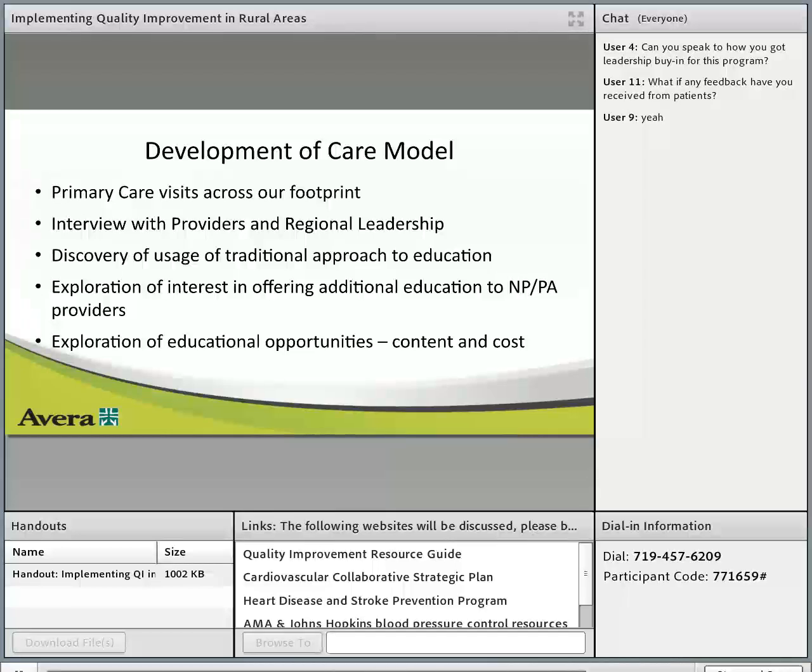We then proceeded to do a record review of about 400 individuals, and what we saw was overall that about 75 to 80% of the individuals that we reviewed had never received a formal diabetes education program. So because of that, we started to have that conversation with the providers and with regional leadership.